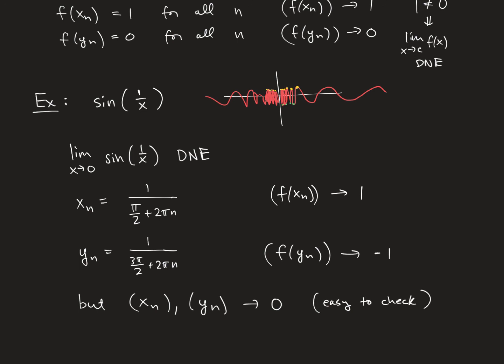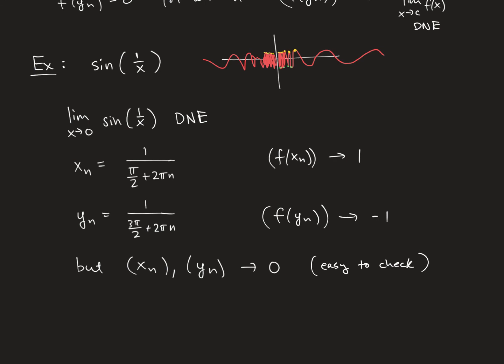Okay, so that establishes the claim. Notice that xn and yn are never actually equal to 0. These are sequences that are approaching 0 but not equal to 0. So thus, the limit as x approaches 0 of sine of 1 over x does not exist, as claimed.